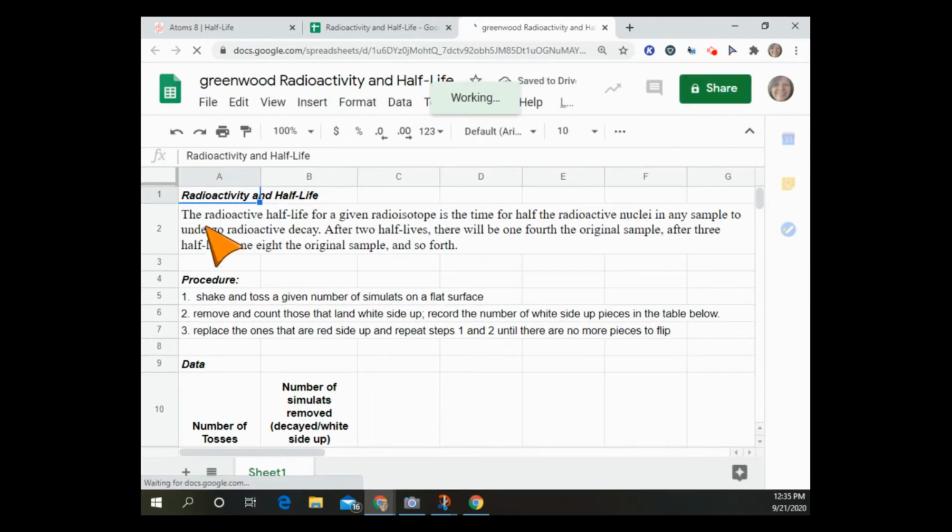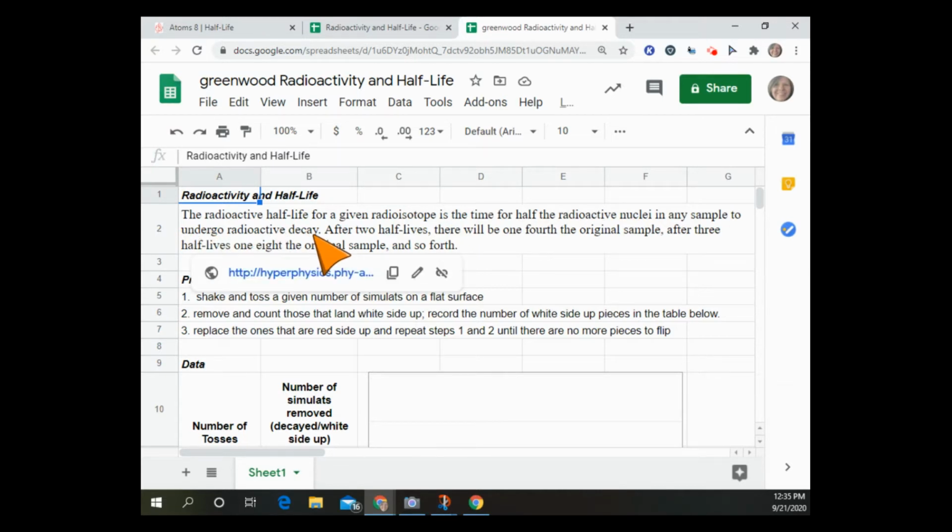Okay, so radioactivity and half-life. The radioactive half-life for a given radioisotope is the time for half of the radioactive nuclei in any sample to undergo radioactive decay. So we've already talked about decay: the alpha, the beta, the gamma. But if half of the sample is gone, then it's undergone a half-life. That's the definition of half-life. After 2 half-lives, there will be 1/4 of the original sample. And after 3 half-lives, 1/8 of the original sample, and so forth.